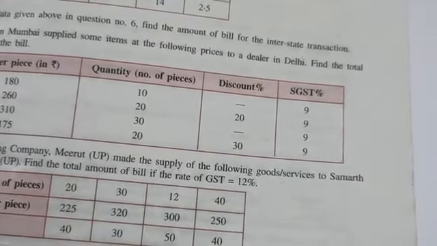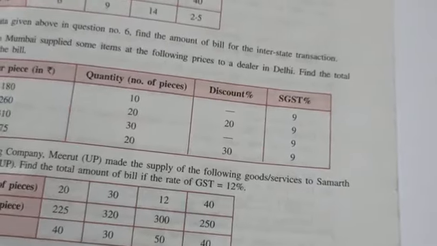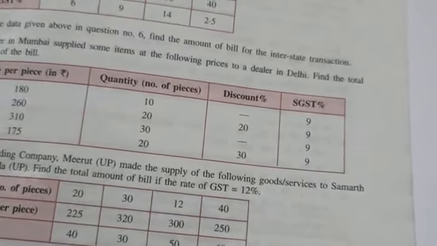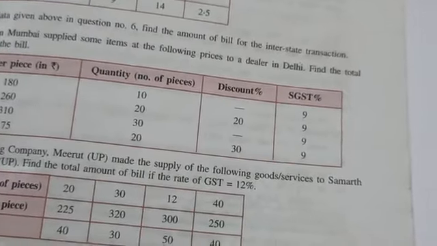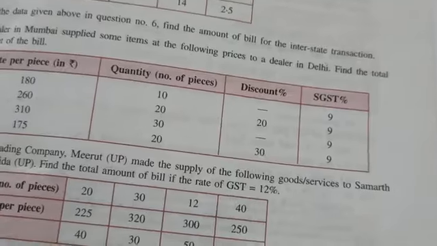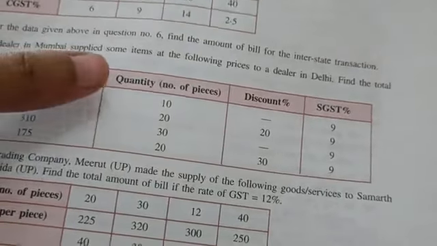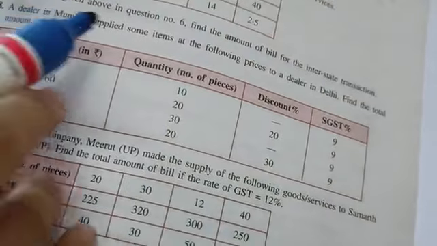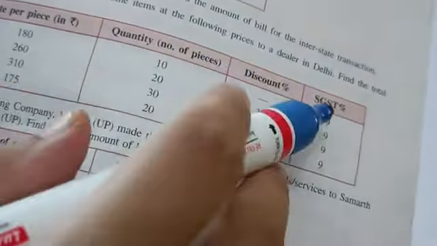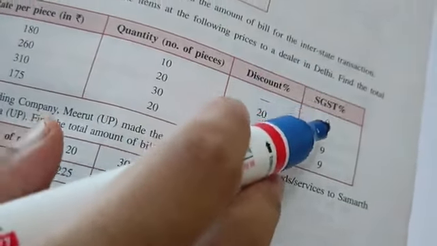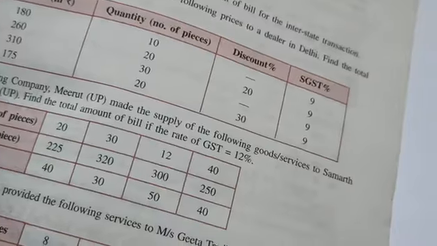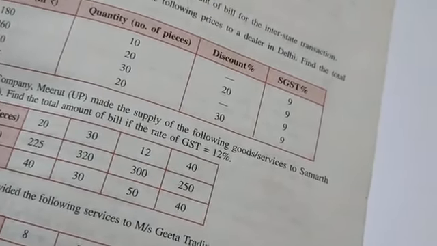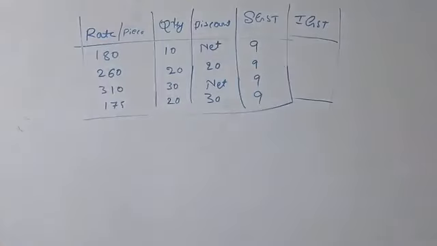If the transaction is intra-state, within the same state, we have to take SGST and CGST. But here they have given Mumbai to Delhi, so this now becomes IGST. If it is IGST, then we have to double it. So 9% becomes 18%, because we are taking IGST, not SGST and CGST, as this is not a transaction within the state.